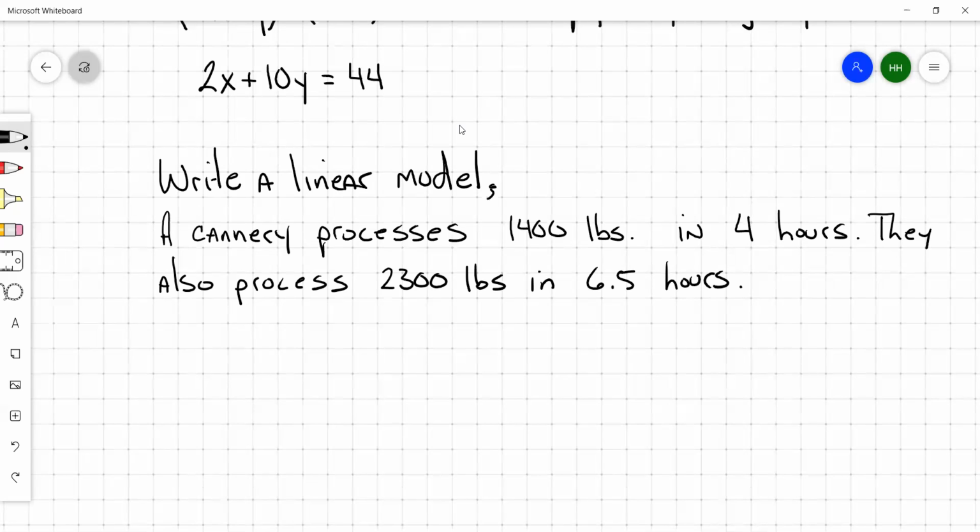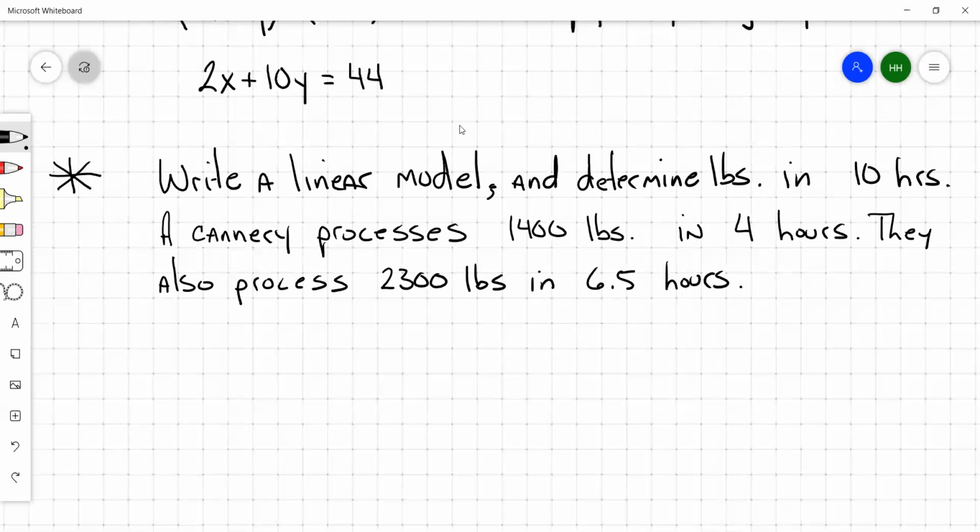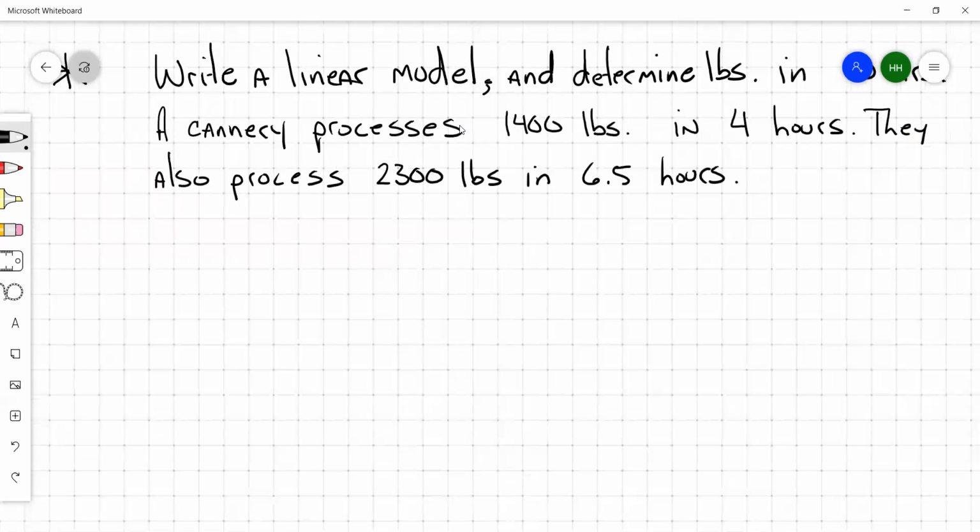Write a linear model and determine pounds in, let's say, 10 hours. Okay? So for these three problems, you're going to do them all the same way. What you're given in this problem is an x value and a y value. You're given 2 points. Look, in 4 hours, they process 1,400 pounds. In 6.5 hours, they process 2,300 pounds.